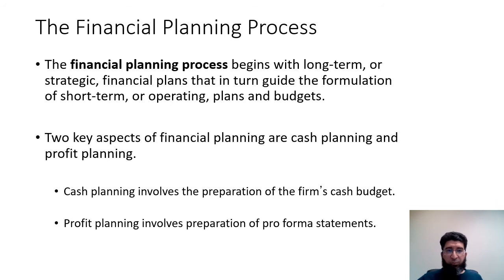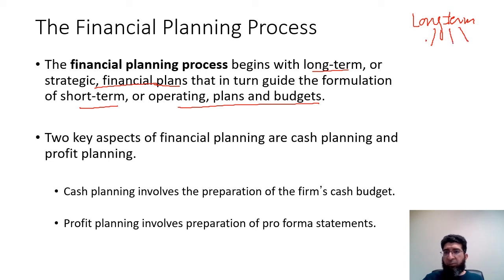Let's look at the financial planning process. It begins with long-term or strategic financial goals. Financial plans in turn guide the formulation of short-term or operating plans and budgets. So it's pretty straightforward that you must have a long-term plan, vision, and strategy, and then you will bifurcate into short-term plans, and short-term plans include all these budgets and operating plans.